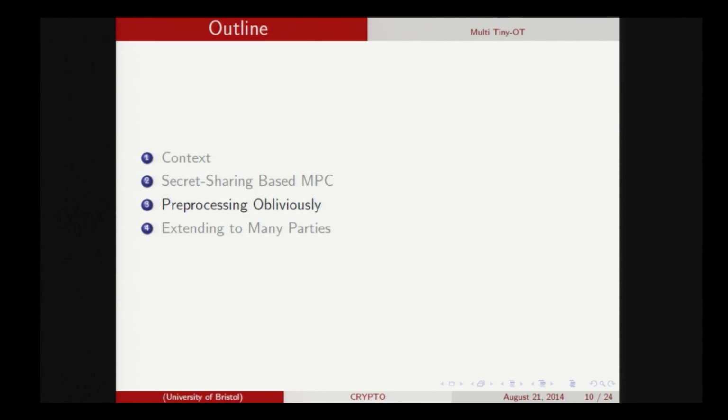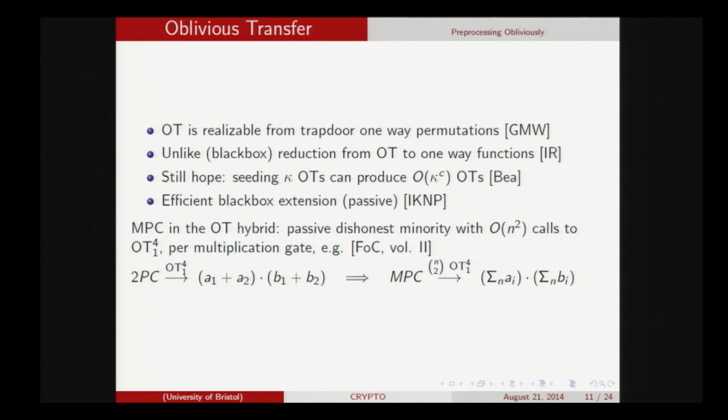OK. So now let's see how you can generate these triples using Oblivious Transfer. Well, I guess you all know what Oblivious Transfer is. We know that you can realize Oblivious Transfer from public key crypto, but it's pretty unlikely that it can be based on more efficient primitives, on symmetric primitives. As a second best solution, you can realize OT if you assume OT already. So you start with a few given OTs, and then you use them to implement a polynomial number of OTs in the security parameter.